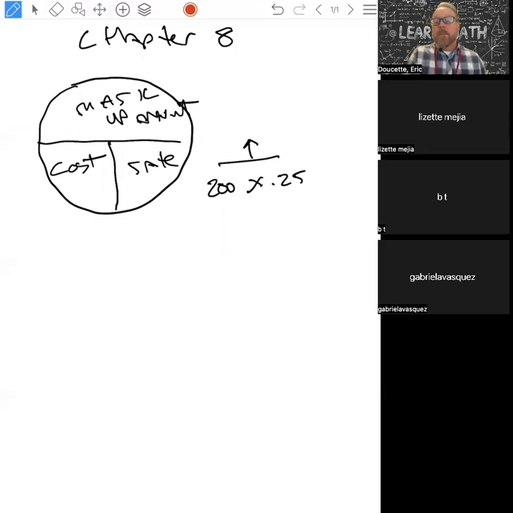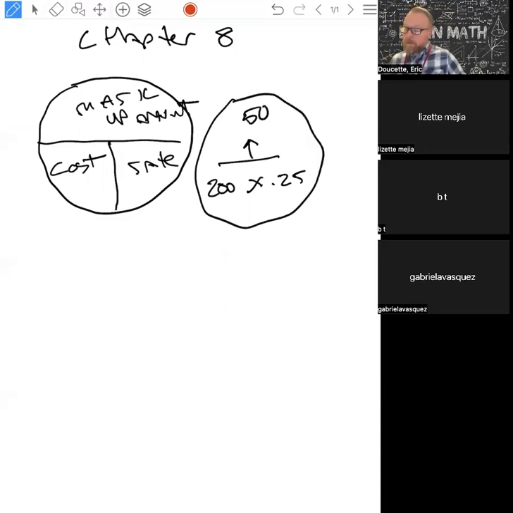So 0.25 times 200 equals $50. So it's a $50 markup. If I looked at the formula like I did before, it's a $50 markup. Simple enough. If I can do any three functions, whether trying to find the base, trying to find the rate, or trying to find the discount amount by using that formula in the same way.